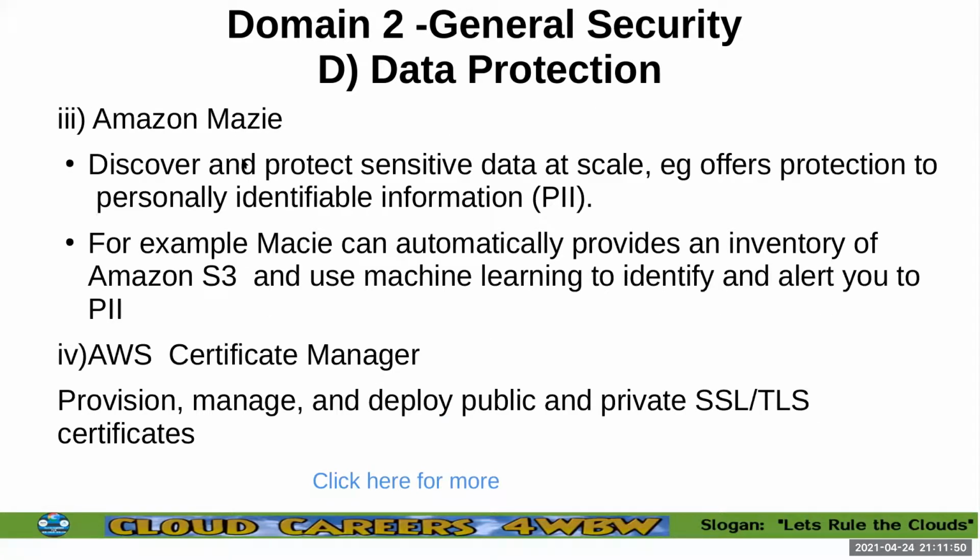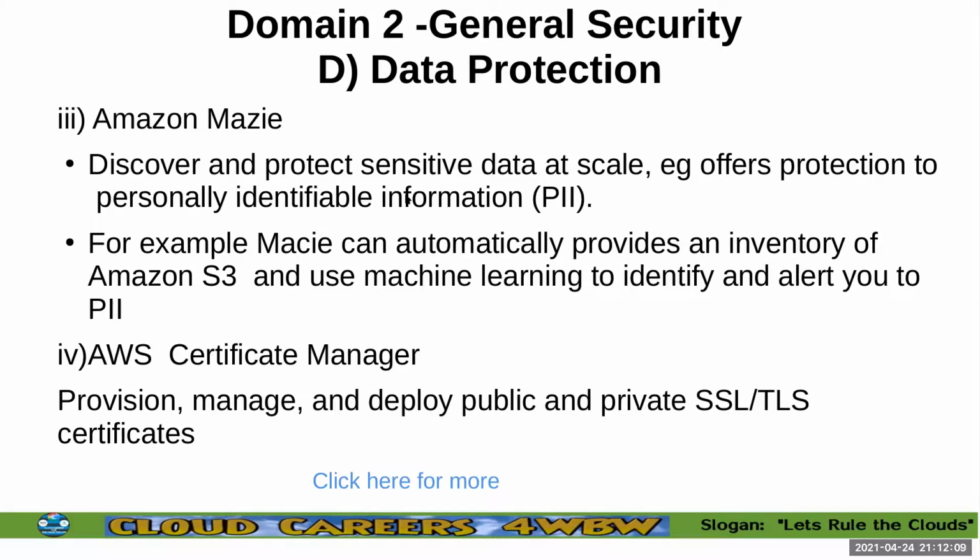Then data protection again, Amazon Macie. Apologies there, that should be a C and not a Z. I don't know how that came up, but I have it correct here. It's meant to discover and protect sensitive data at scale. So it offers protection to personally identifiable information.